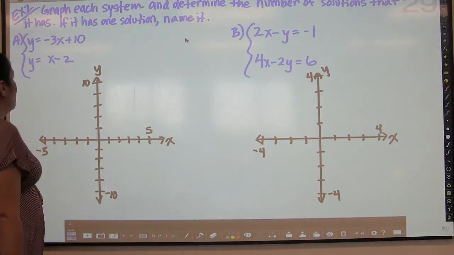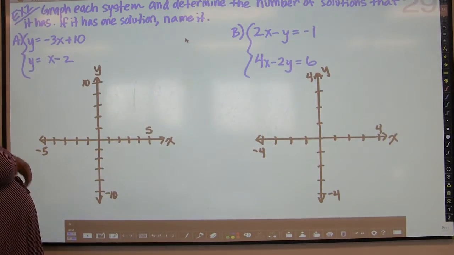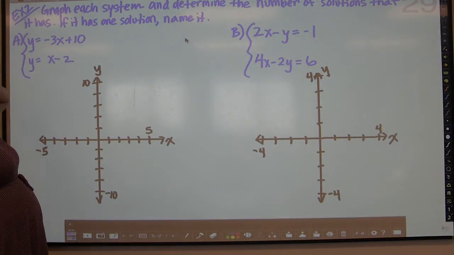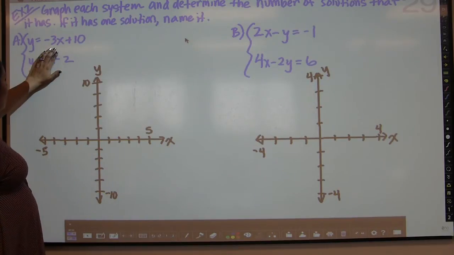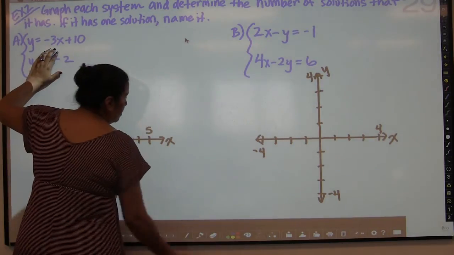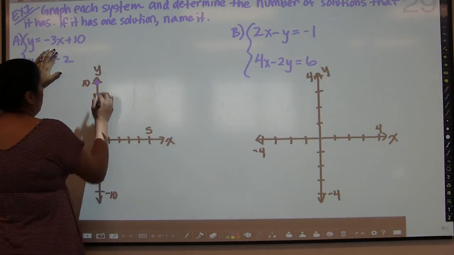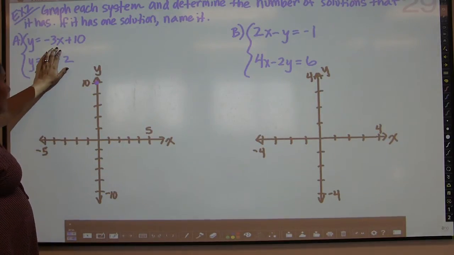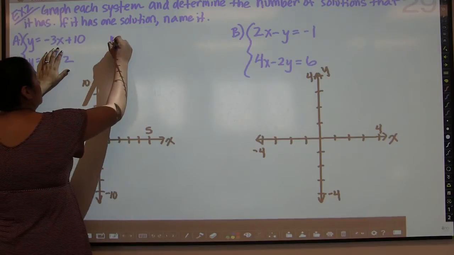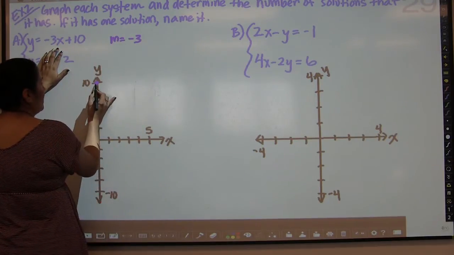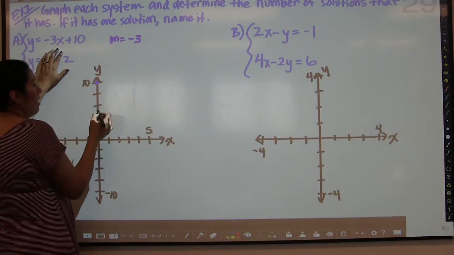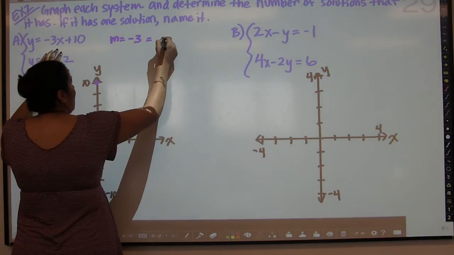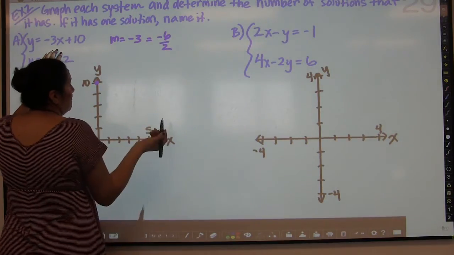So I'm going to graph each system, and after I've graphed it, determine the number of solutions that it has, and if it does have one solution, then they want us to name that solution. So I'm going to graph negative 3x plus 10, so my y-intercept is going to be at 10 right here. Now I'm going by 2's on the y-axis, but by 1's on the x-axis. So it says negative 3x, so my slope is negative 3, but I don't want to go down 3 because I'm going by 2's. So I need to figure out a way that I can go down by 2's and it still equal negative 3. Well, it's true that negative 6 divided by 2 is the same thing as negative 3.